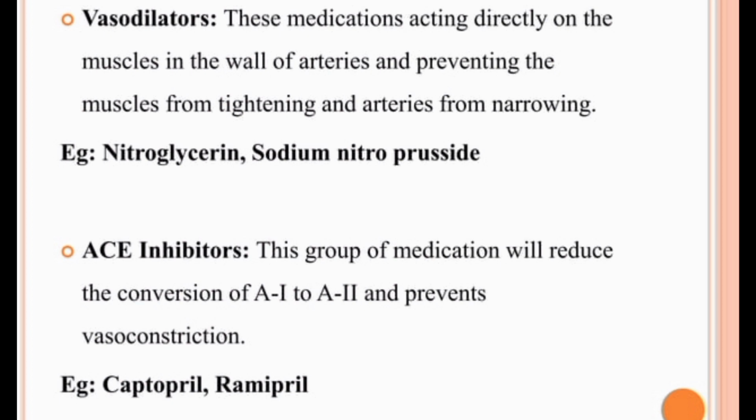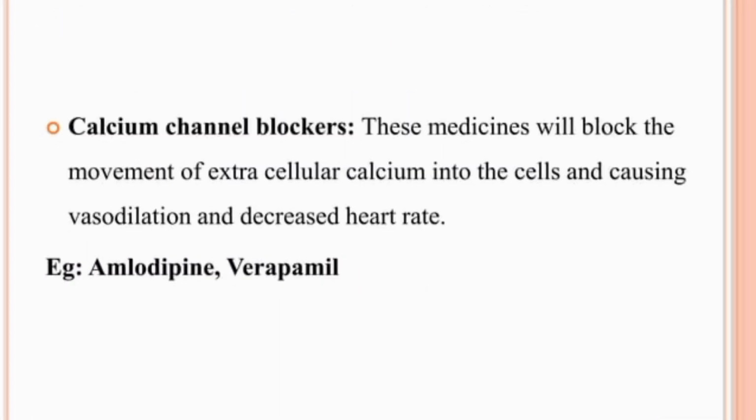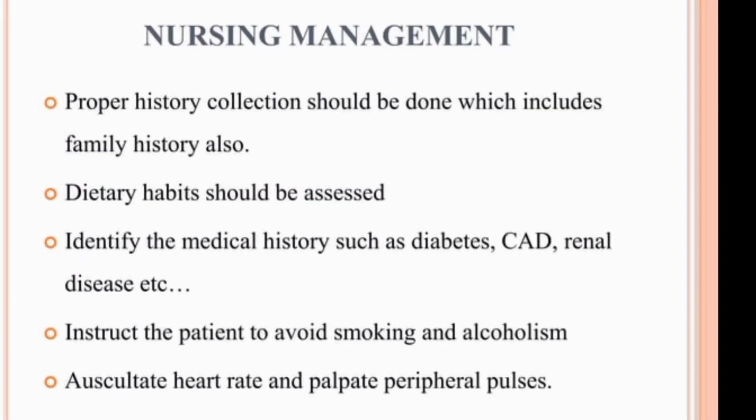Then ACE inhibitors. In ACE inhibitors, we use the drug captopril. Next, we will see calcium channel blockers. In calcium channel blockers, we use amlodipine. Next, we will see nursing management of hypertension. Proper history collection should be done, which includes family history also.